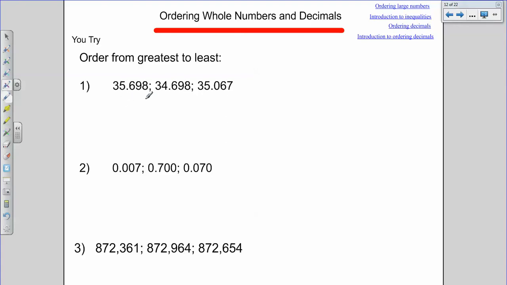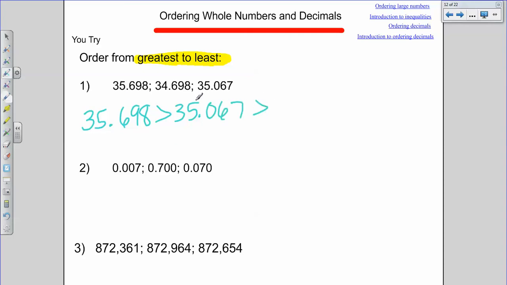All right, let's see how we did with this, gang. This time, notice the directions are greatest to least. So I'm going to name my greatest number first. My biggest number here is 35, which is greater than 35 and 67 thousandths, which is greater than 34 and 698 thousandths. So this should be our answer for number 1.